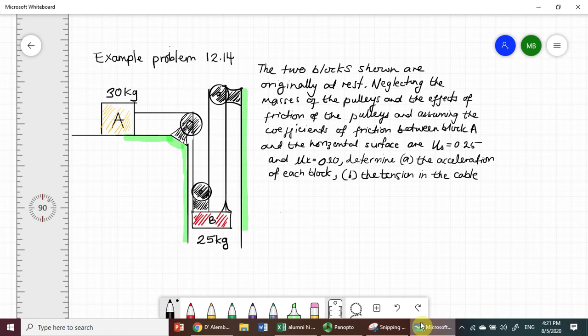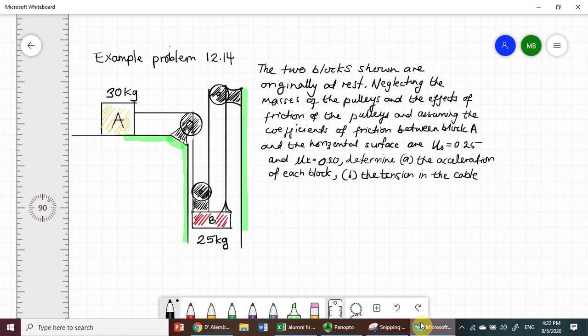Today I'm going to explain an example problem that is available in your textbook, example problem 12.14. The two blocks shown are originally at rest. Neglecting the masses of the pulleys and the effects of friction of the pulleys, and assuming the coefficients of friction between block A and the horizontal surface are mu s equals 0.25 and mu k equals 0.2, determine A, the acceleration of each block, and B, the tension in the cable.